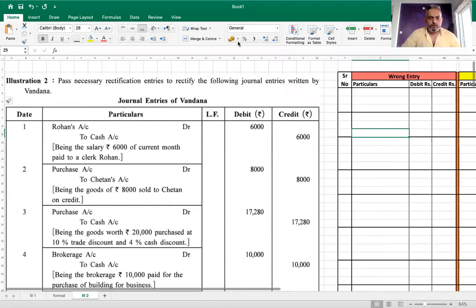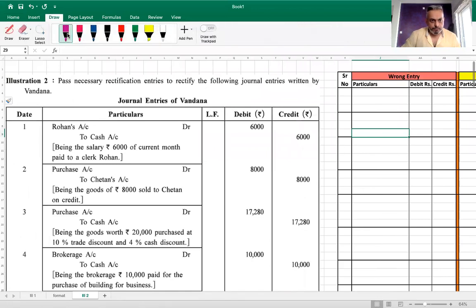So we are going to do illustration number 2. Now over here, pass necessary rectification entries to rectify the following journal entries written by Vandana. So Vandana has already written the journal entries. Now we have to rectify what she has written.